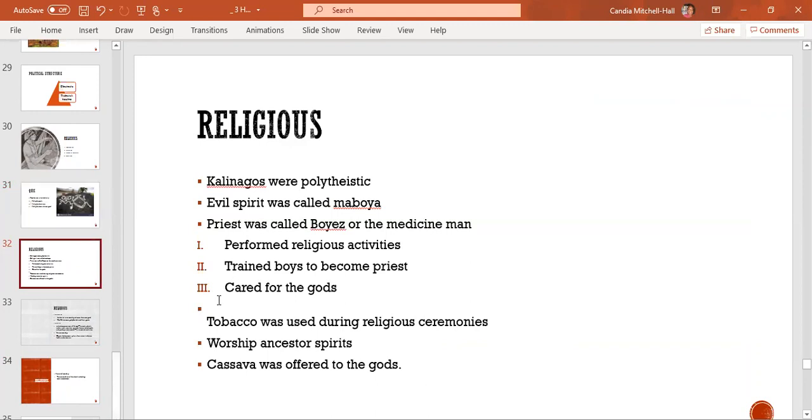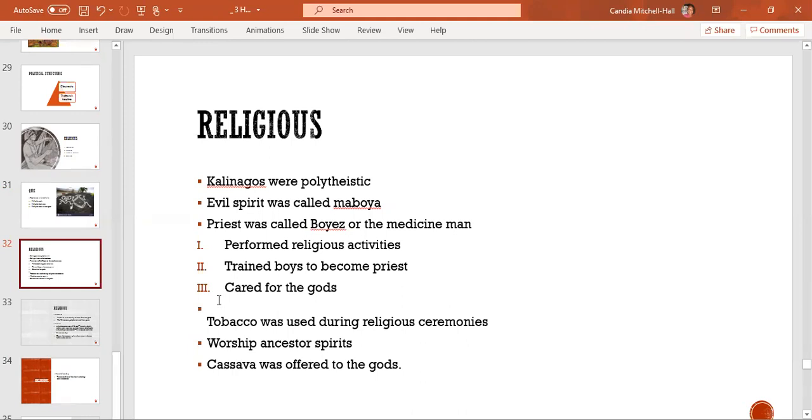The other thing, ladies, is that the Kalinagos, as we know, were polytheistic, and they believed in an evil spirit, which is Maboya. They offered gifts in the form of fruits and meal to the evil spirit.